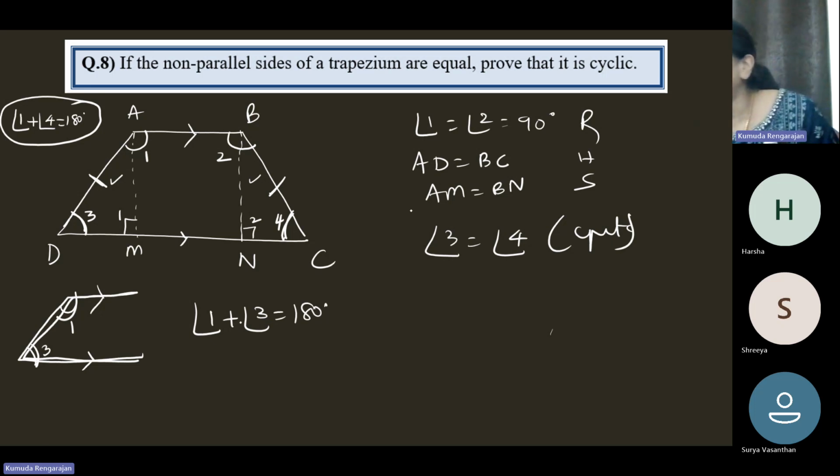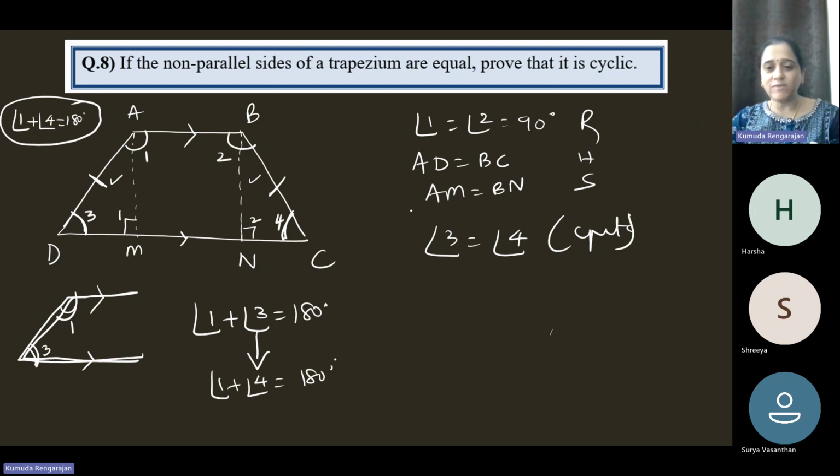Okay, so angle 1 plus 3 is 180, allied angles. Now replace 3 with 4. Angle 1 plus angle 4 is equal to 180. That's why we prove 3 is equal to 4. So 1 plus 4 is 180. Opposite angles are supplementary, so it's cyclic.